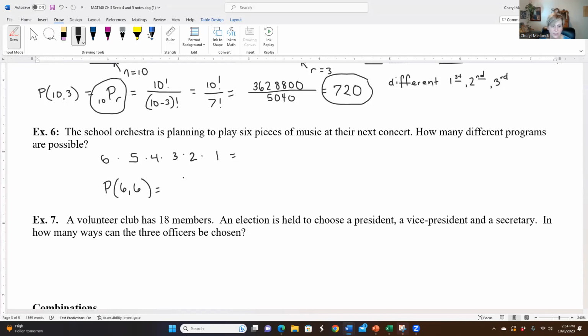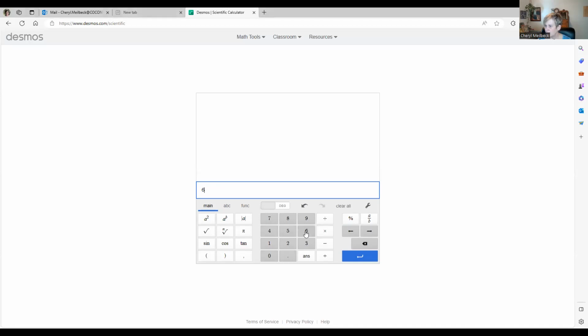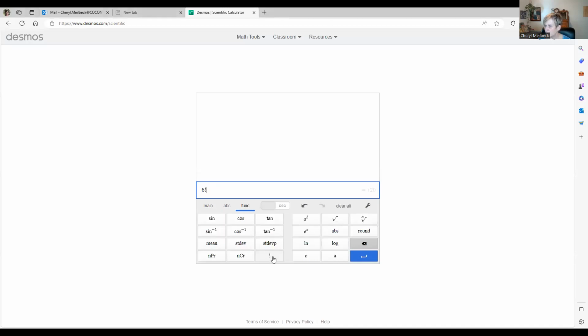Your calculator would say that was 6 factorial over (6 minus 6) factorial. That's what the formula tells us. Or 6 factorial over 0 factorial, where again, this 0 factorial has to equal 1. So 6 factorial is, let's do it on the calculator. Six factorial, 720.